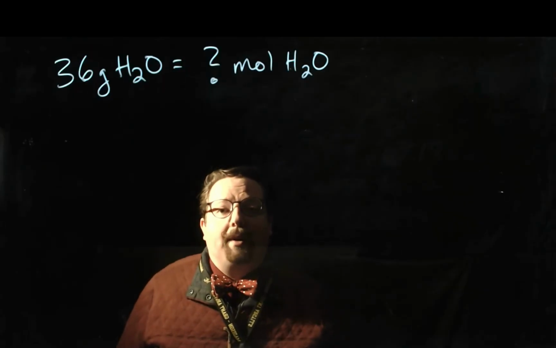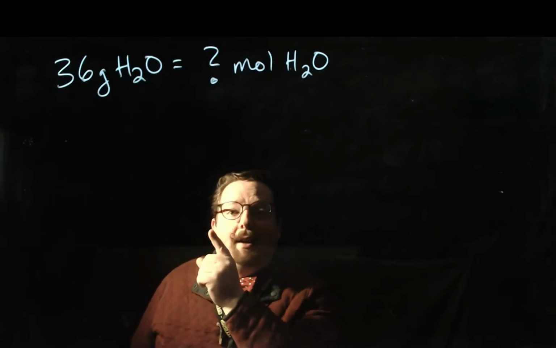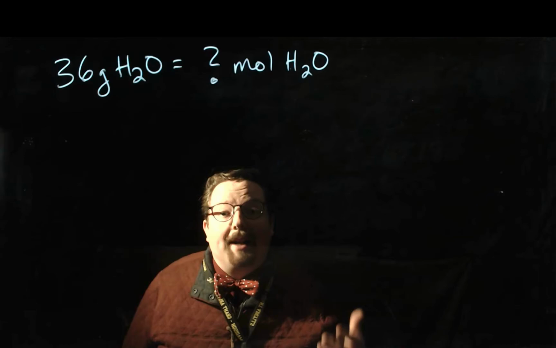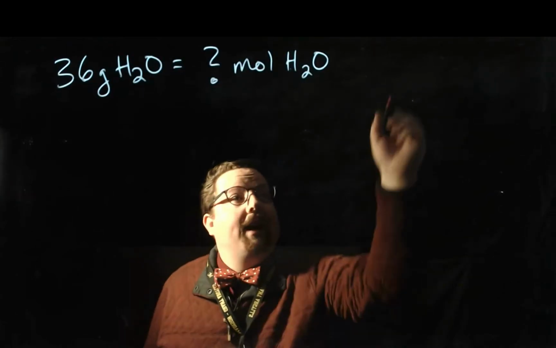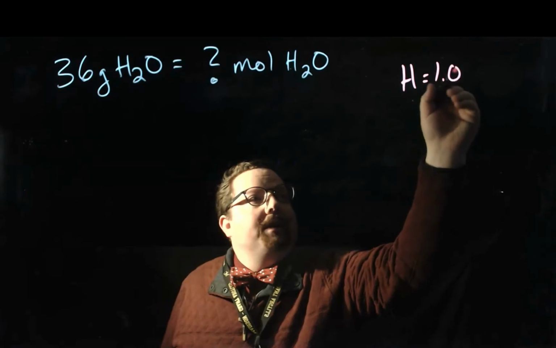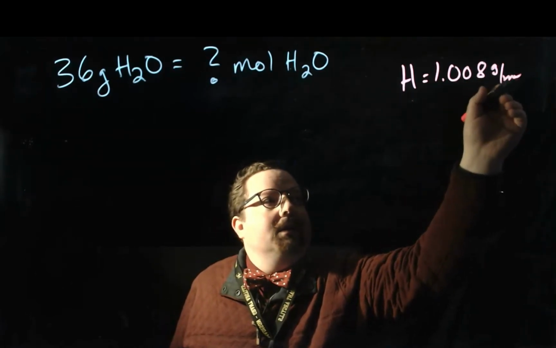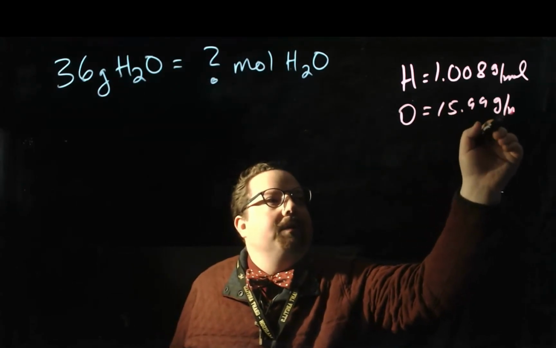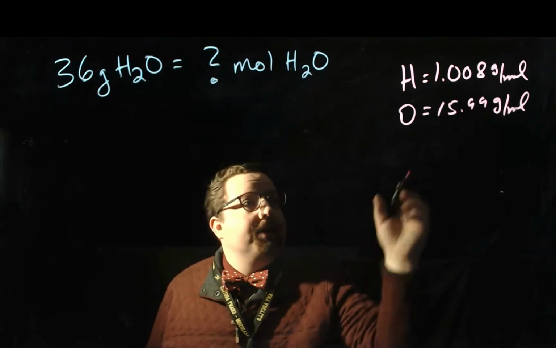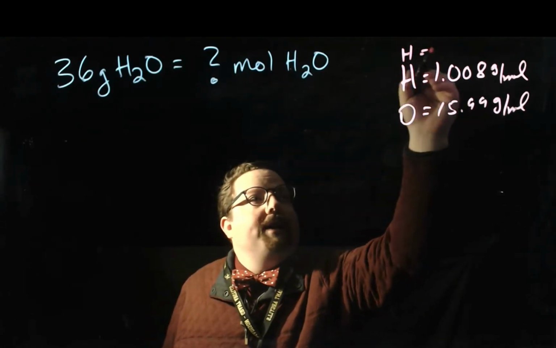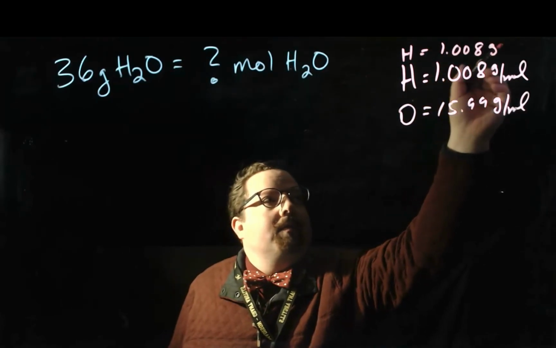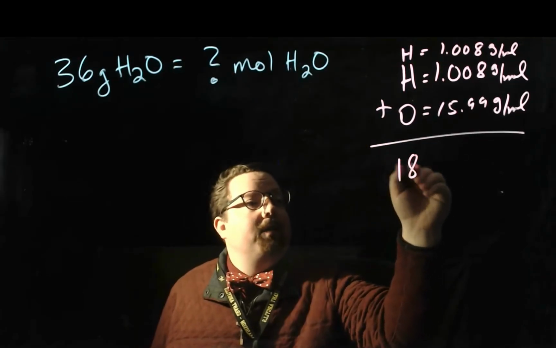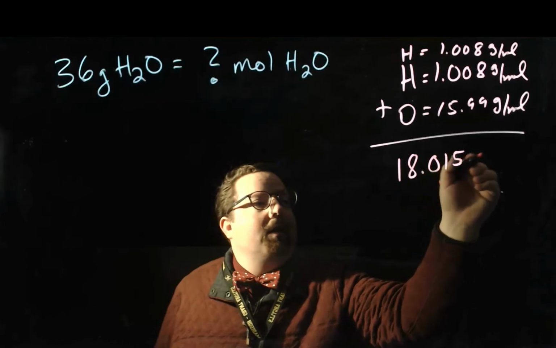All right, so our first example of molar mass conversions is to take 36 grams of water and convert to moles of water. Before you can do that, you need to know the molar mass of water. So if we look on our periodic table, we find that hydrogen is 1.008 grams per mole, and oxygen is equal to 15.99 grams per mole. We have 2 hydrogens and 1 oxygen, so we have to add hydrogen twice here. And that gets us a molar mass of 18.015 grams per mole.